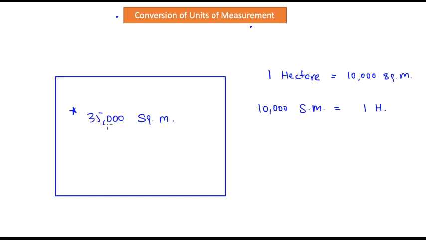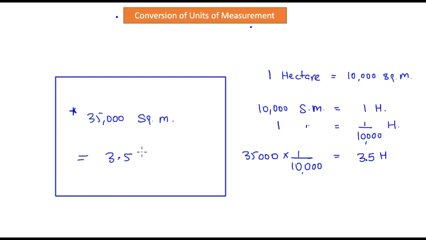So how would you convert this number into hectares? You will say that 1 square meter is equal to 1 over 10,000 hectares. All you need to do is multiply that number, which is 35,000, with the conversion factor, which is 1 over 10,000 in this case, and this converts to your relevant hectares. So what will that be? That will be 3.5 hectares. Now think about this: 35,000 square meters or 3.5 hectares. Which one is easier for you to pronounce?